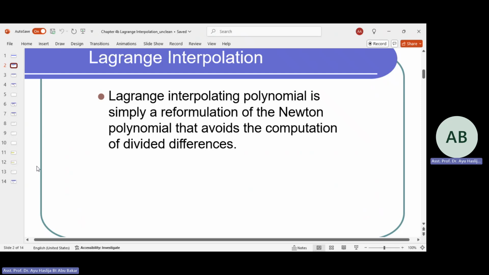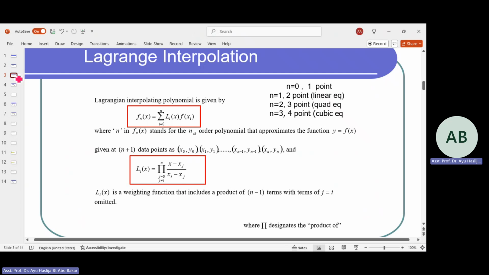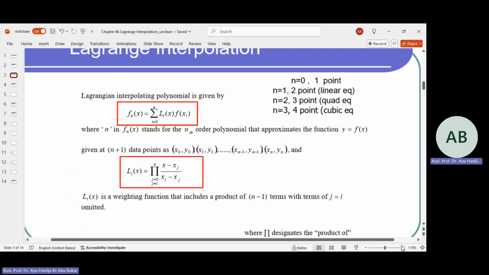Now, Lagrange is a reformulation of Newton that avoids computation of divided difference. Newton is Newton divided differences, which we divide the range. For Lagrange, this is the general equation. Let me make it bigger. Same thing, you need to know what is your n, and how many points you need to have. What is the order and how many points.